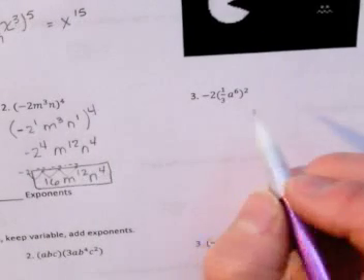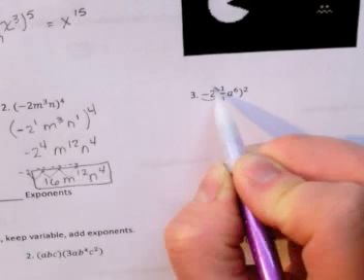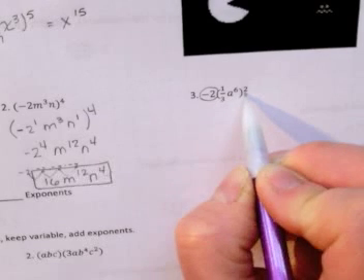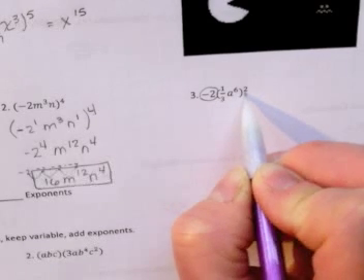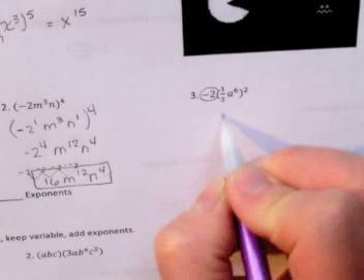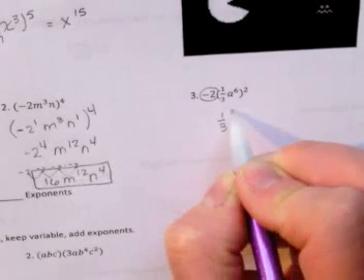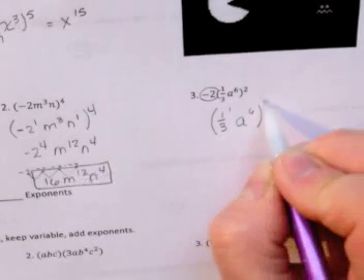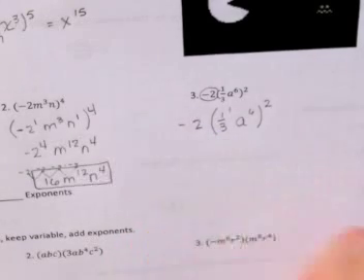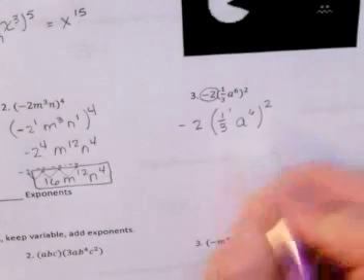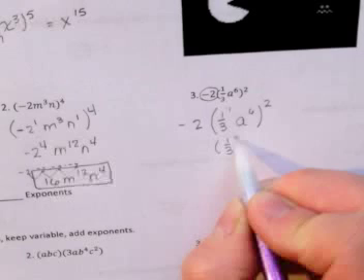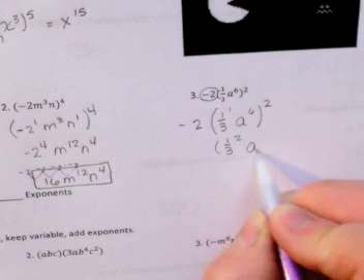Let's take a look at example 3. It gets just a little bit more complicated. I'm going to ignore this negative 2 for just one moment because I'm not raising that negative 2 to the second power. And the way I can tell that is it's outside the parentheses. So what I want to do is take 1/3 and a to the 6th and rewrite them with their exponents. And I'm just going to copy this negative 2 down in front so I don't forget about it. And then I'm going to multiply my exponents. 1/3 to the 1 times 2 power, a to the 6 times 2 power.